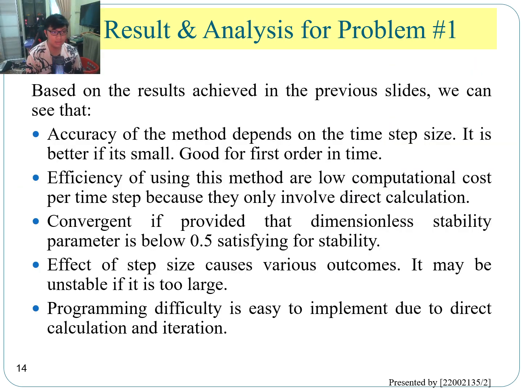Now, for the analysis, based on the results we achieved, first, the accuracy of the explicit method depends on the time step size. It is better if it is small, good for first order in time. Second, the efficiency of using this method is a low computational cost per time step because they only involve direct calculation. Number 3, the convergence, provided the dimensionless stability parameter is below 0.5, satisfies stability. Next, the effect of step size causes various outcomes. It may be unstable if it is too large. Lastly, the programming difficulty is easy to implement.